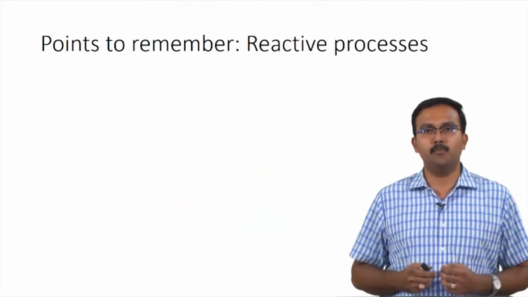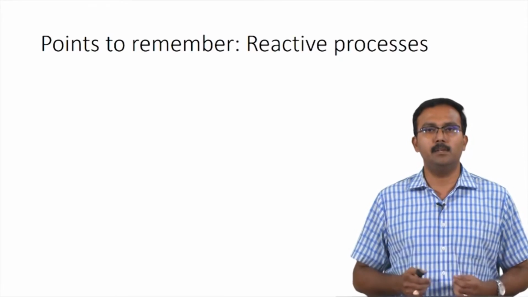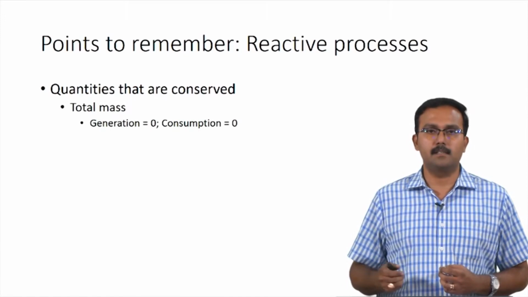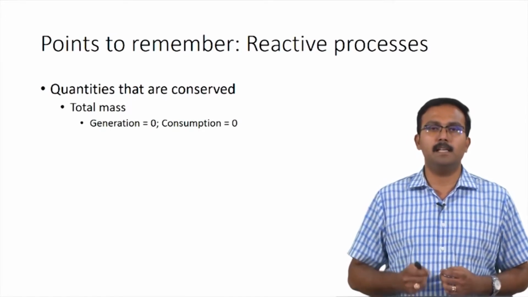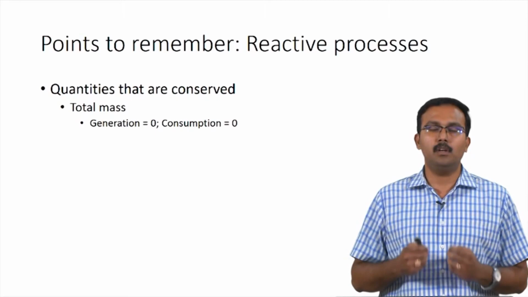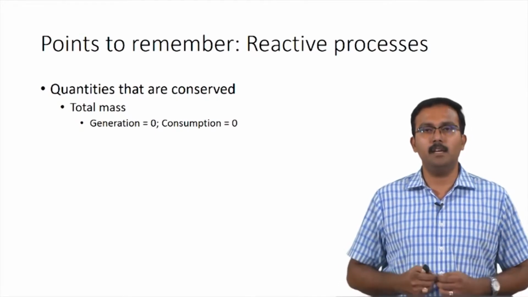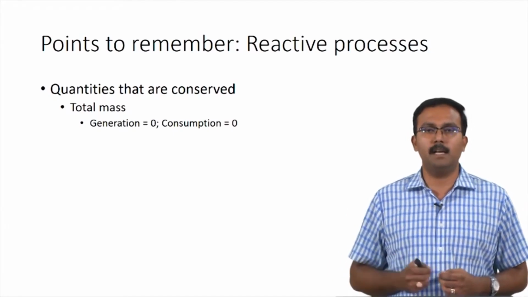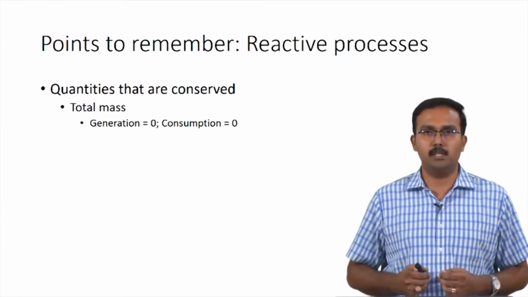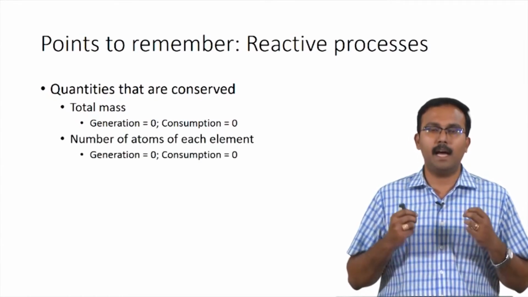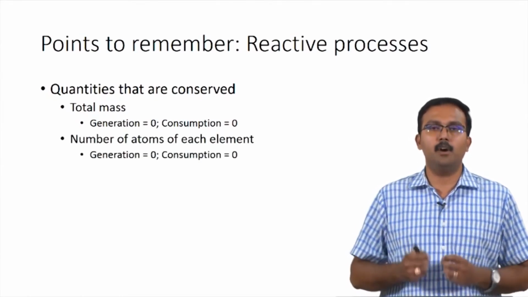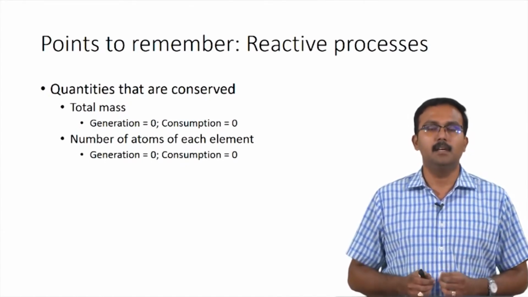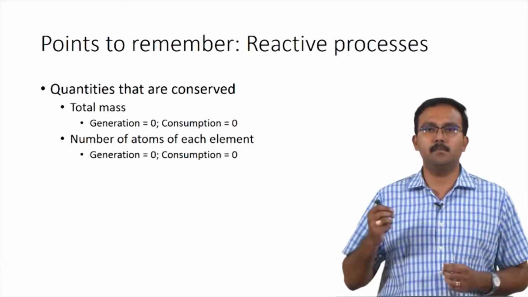When we talk about reactive processes, there are certain parameters which we need to remember. What quantities are conserved? For reactions, total mass of the system is conserved. Total mass cannot be created or destroyed, which means generation and consumption terms will be 0 when we write the total mass balance equation for a reactive process. When we talk about atoms of each element, the same law of conservation applies. The number of atoms of each element is conserved. Again here you would have generation and consumption terms going to 0.